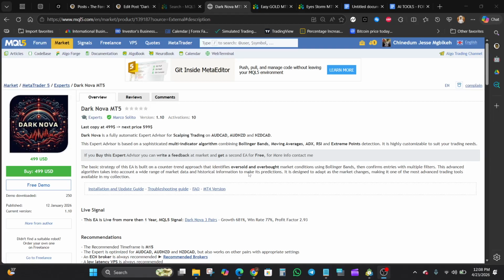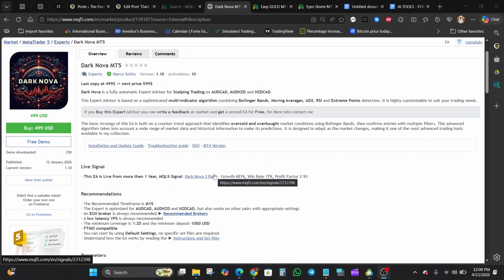So I'm currently on the MQL5 marketplace page for Dark Nova EA. This one is developed by Marco Solito and it's priced at 499 US dollars with indications that the price may increase. So it's clearly positioned as a premium EA.